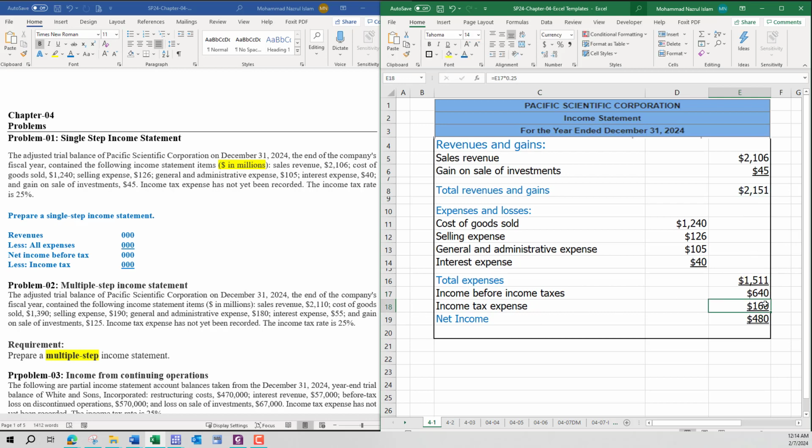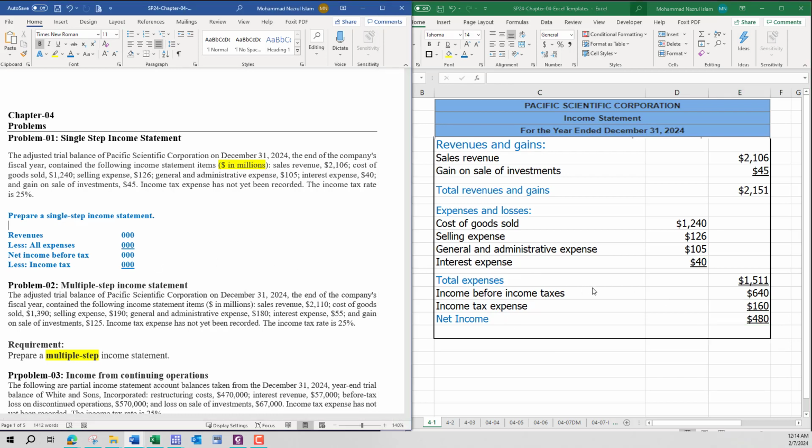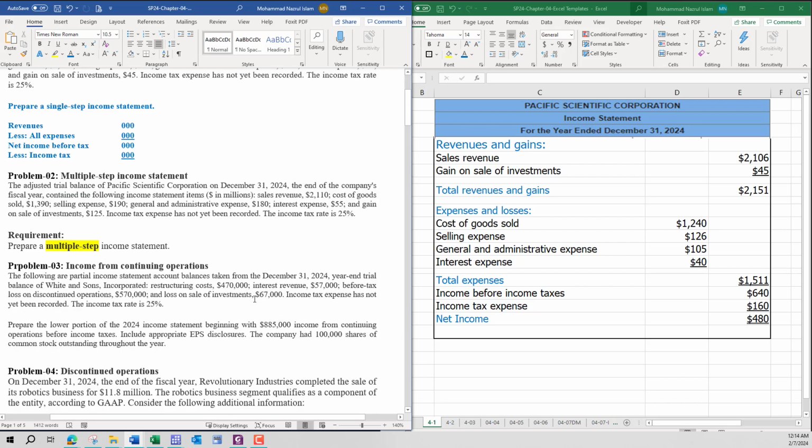And the income tax expense is equal to, so this is our income before income taxes, meaning net income. Then we multiply by 0.25, meaning 25% tax, and the net income is equal to income before income taxes minus income taxes. Finally this is our net income. I think you got it. And let's go to the second one.